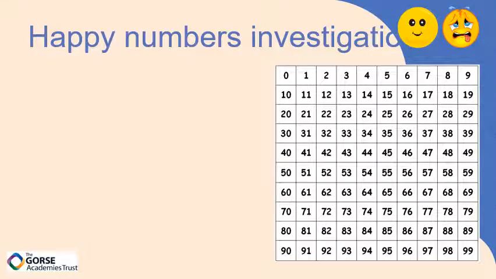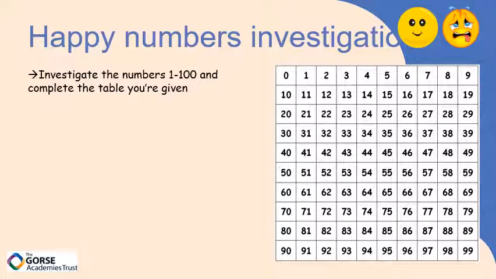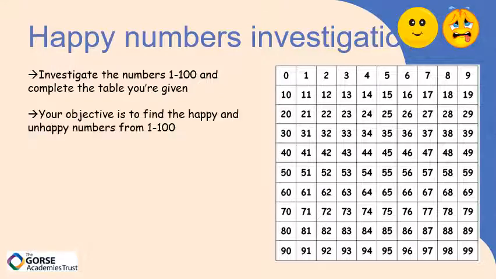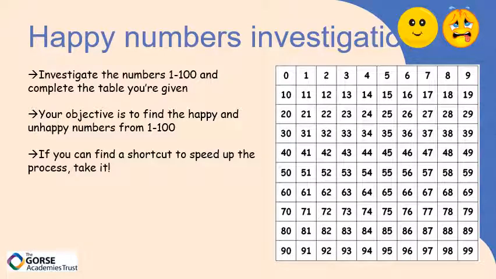So here's your investigation. You are going to investigate the numbers 1 to 100 and complete the table you're given. You're trying to find all the happy and unhappy numbers between 1 to 100. Now, this lesson is all about finding efficient methods. So if you find a shortcut to speed up the process, then take it. Try not to do the exact same thing every single time.